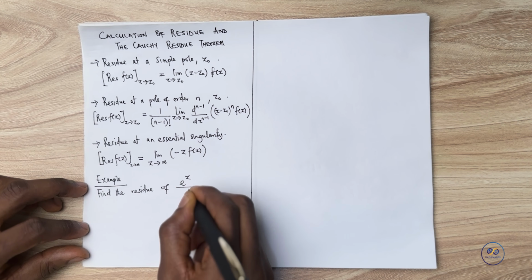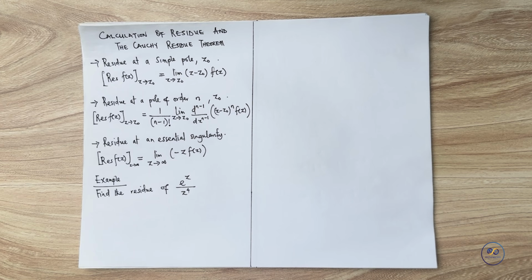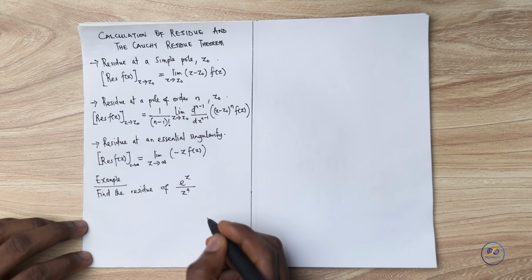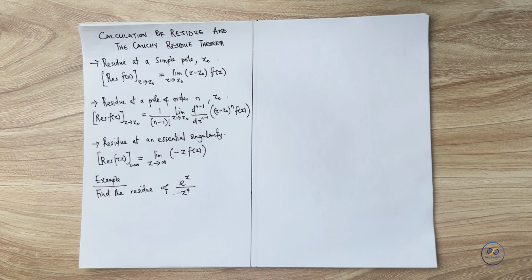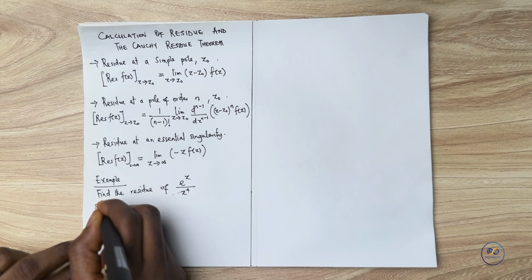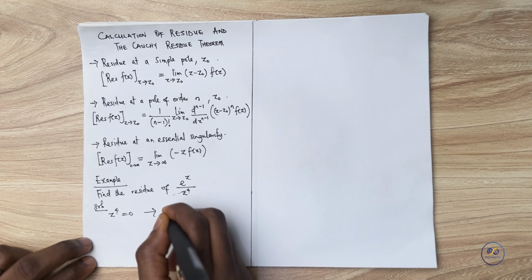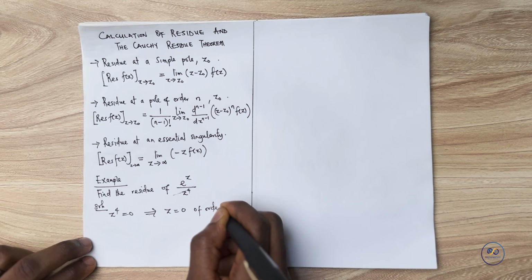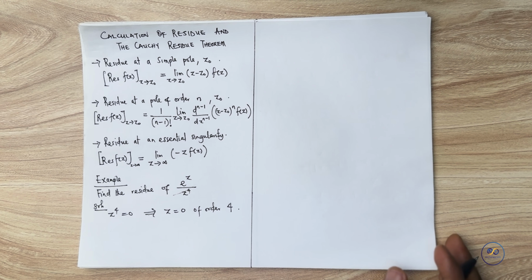So we have e raised to the power z divided by z raised to the power 4. That's the function. We are finding the residue of e raised to the power z divided by z raised to the power 4. Of course, from here we can easily see that if we set the denominator to 0, z equal to 0 is a pole of order 4. We have z equal to 0 as a pole of order 4 in this case.